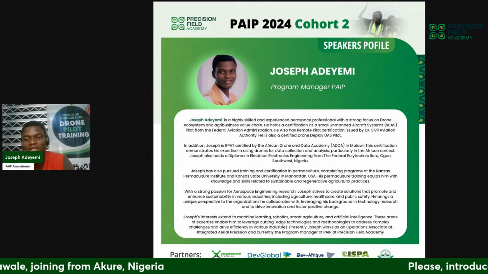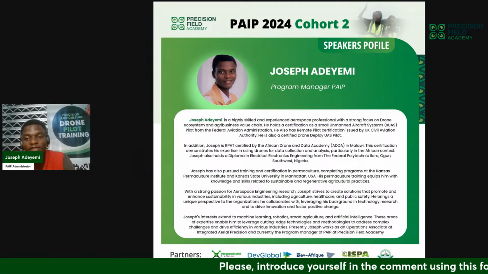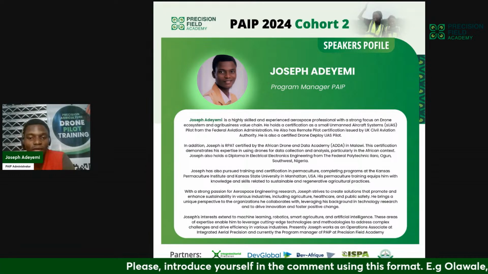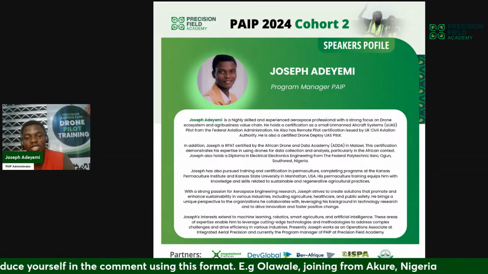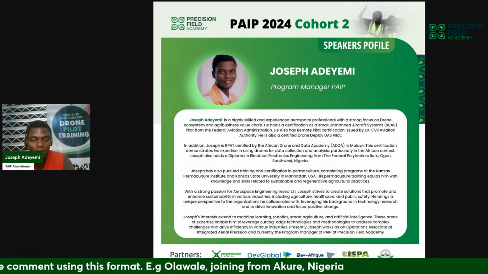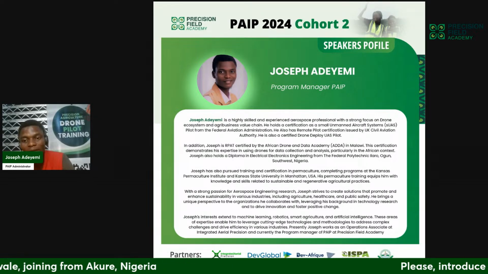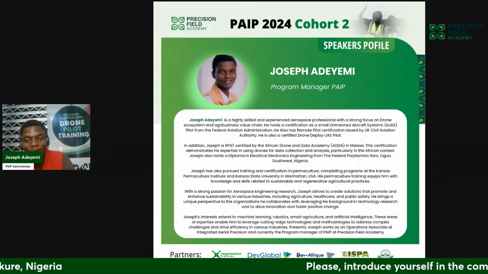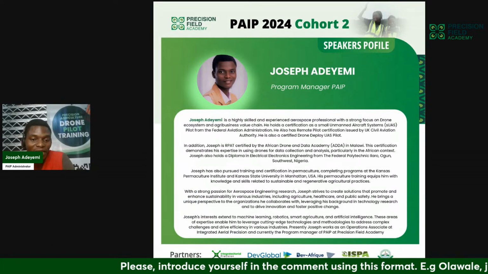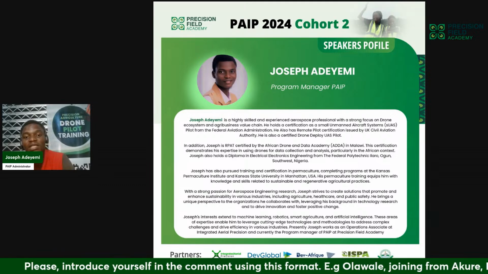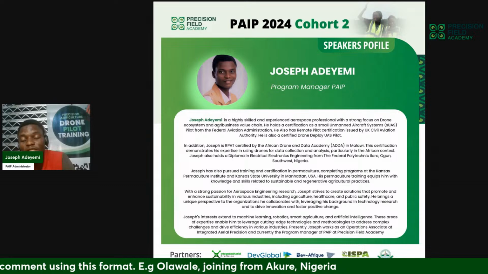My name is Joseph Adeyemi. I am an experienced aerospace professional, and I have a core interest in the drone ecosystem and agribusiness value chain. I also have certification in drone technology, so I'm a drone pilot. Beyond being a drone pilot, I also work at Integrated Aero Precision as the operations associate, and at Precision Food Academy, I happen to be the program manager for the Precision Agriculture Incubation Program.